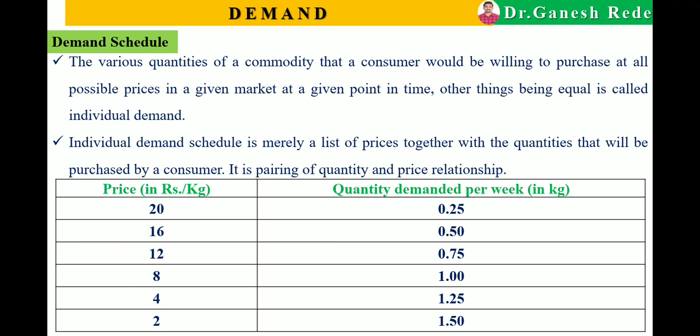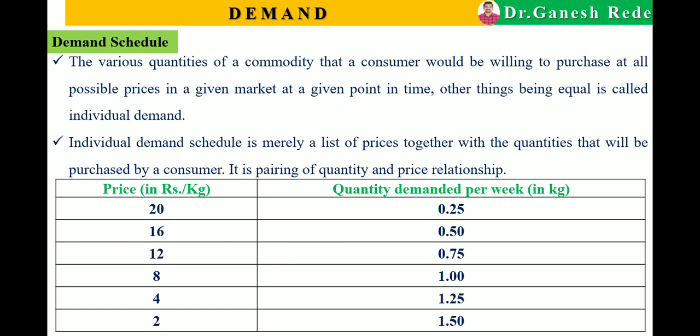At the price of 8 rupees per kg, quantity increases up to 1 kg per week. Then when the price becomes 4, quantity again increases to 1.25, and lastly when the price becomes very low, 2 rupees per kg, quantity increases up to 1.50. So as the price falls, quantity demanded increases. That is the law of demand, and it is shown by the demand schedule.